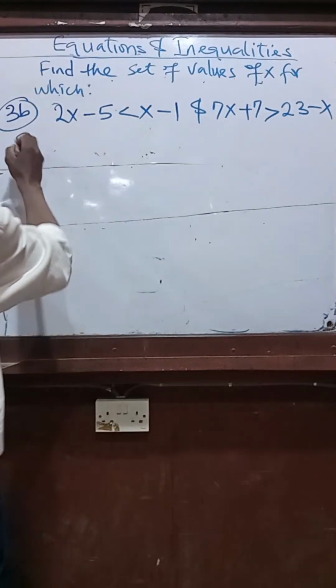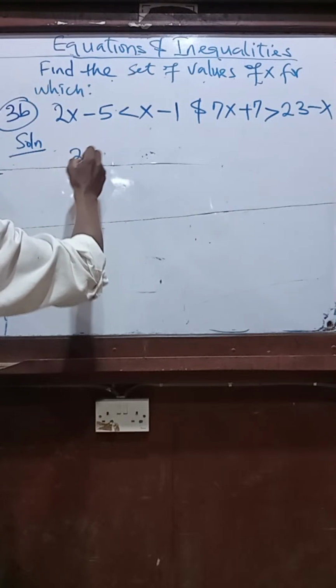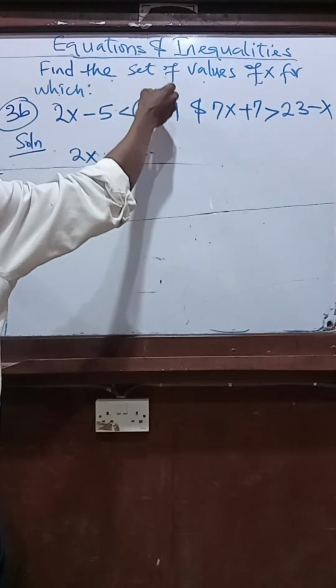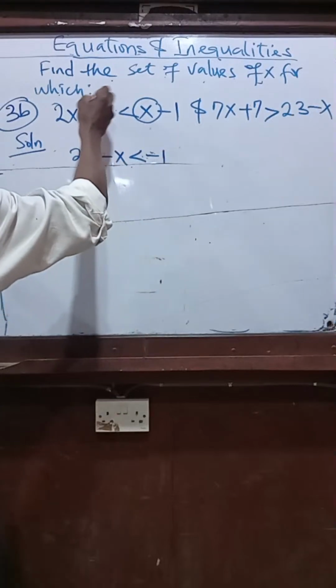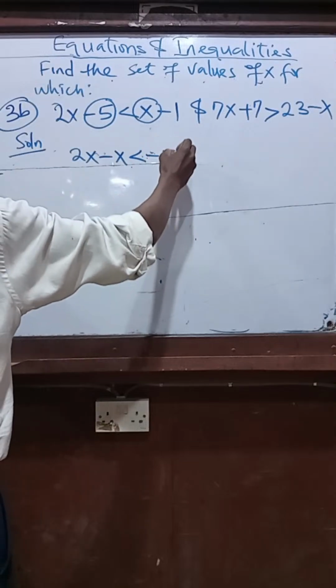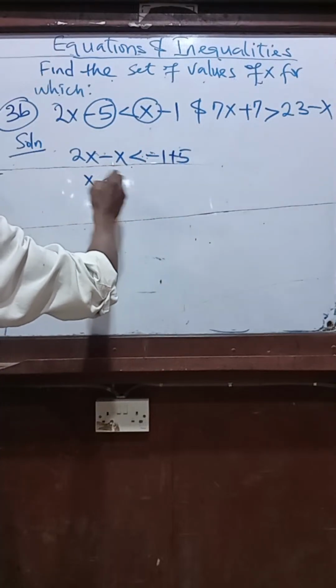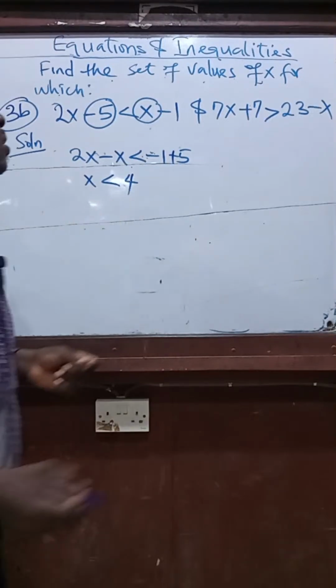So solution. So this will be 2x. Remove this one from here. So that's minus x, x less than minus 1. This one, remove it from here. That'll be plus 5. So that'll be x less than 4. That'll be x less than 4 for that one.